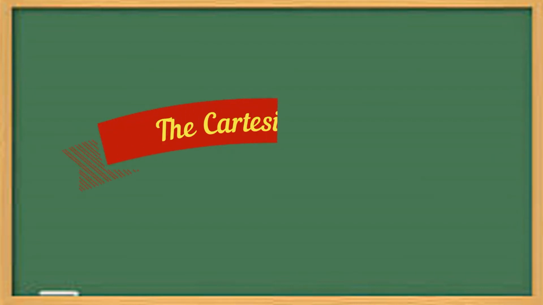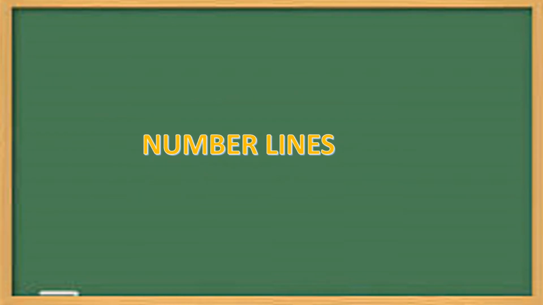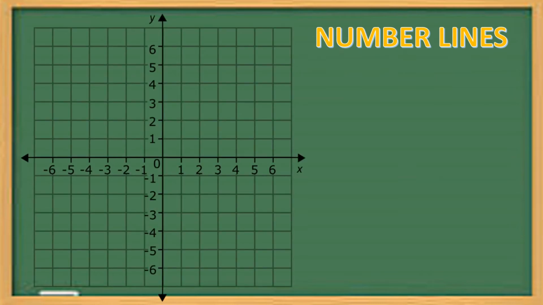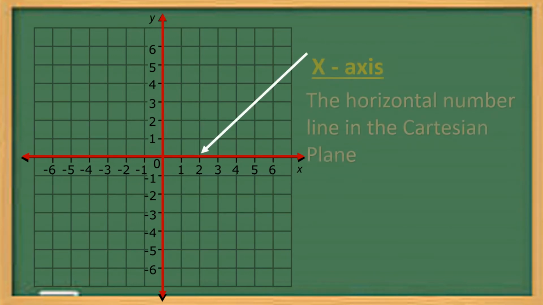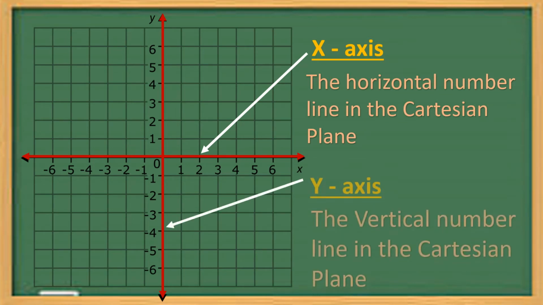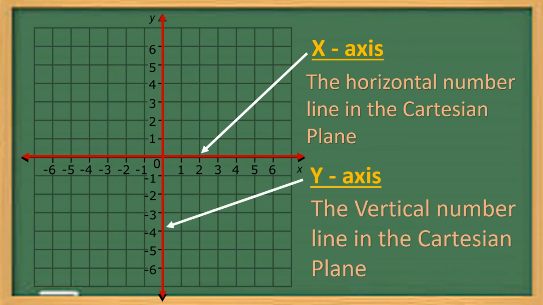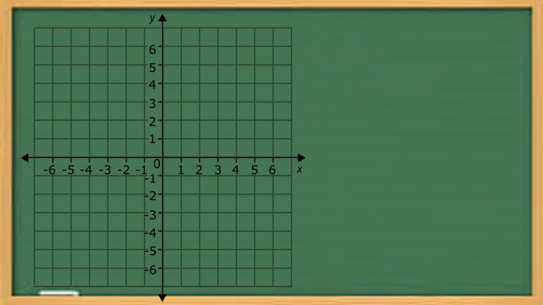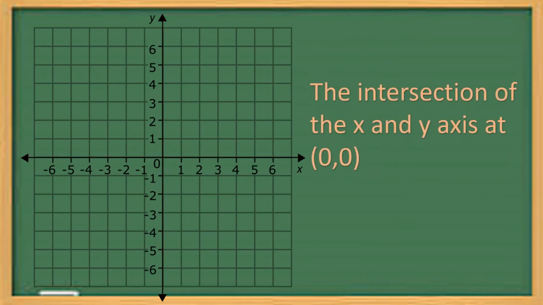Let's now discuss the Cartesian plane. What is a Cartesian plane? A Cartesian plane is made up of two number lines, horizontal and vertical number lines perpendicular to each other. The horizontal number line is called the x-axis, and the vertical number line is the y-axis. The intersection of the two number lines is called the origin.